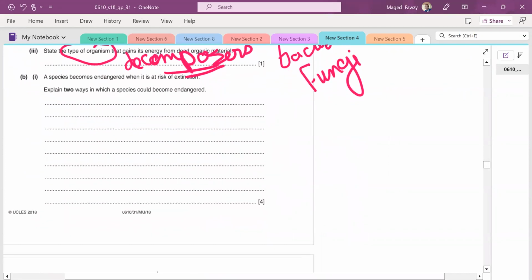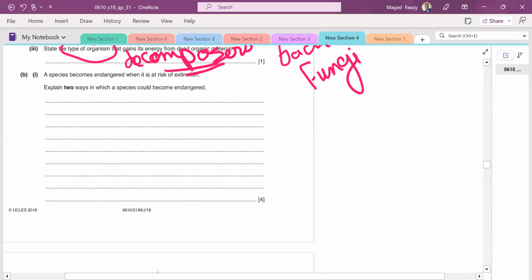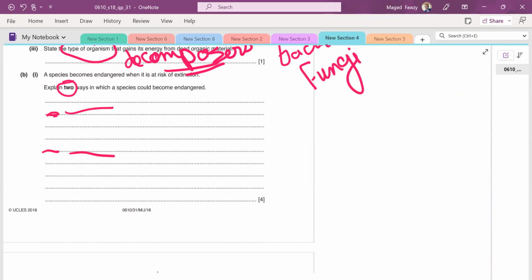Next question. A species becomes endangered when it is at risk of extinction. Explain two ways in which a species could become endangered. ممكن جدا بقى deforestation. ممكن جدا مسعودة تروح كاتبالي factor وتكتب لي another factor، تفتكر إنها خدت الـ four marks؟ You need to explain. لو انت هتقولي deforestation يا مسعودة you need to explain إن this is a habitat destruction. So this might cause endangered.